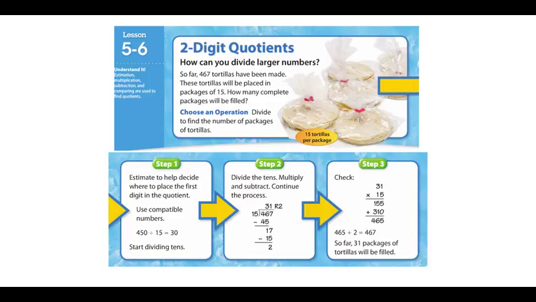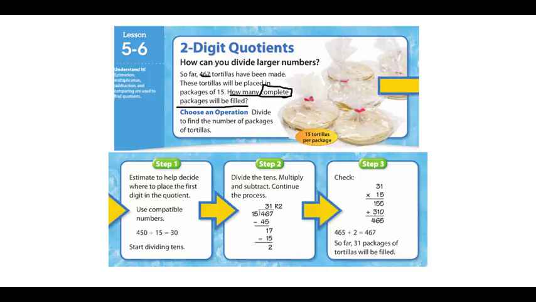So, two-digit quotients. It says, how can you divide larger numbers? Let's listen to the story problem. So far, 467 tortillas have been made. These tortillas will be placed in packages of 15. How many complete packages will be filled? Let me underline that, because we need to make sure we underline our question. How many complete packages will be filled? Let's keep that in mind too.